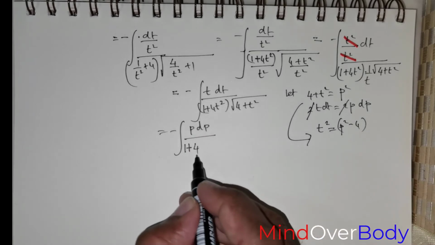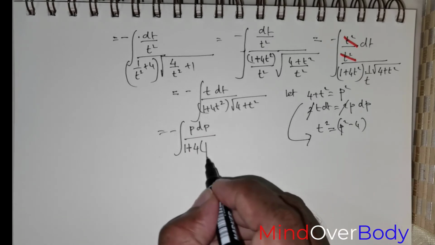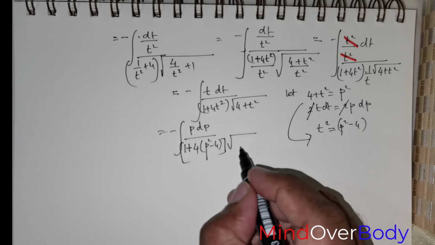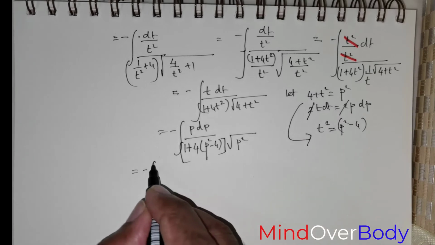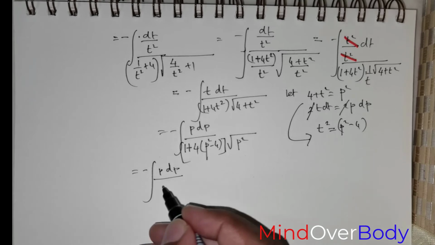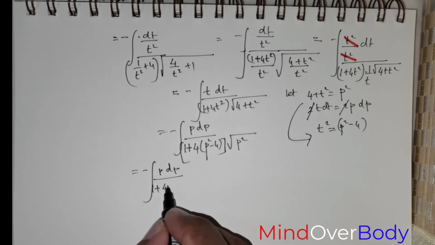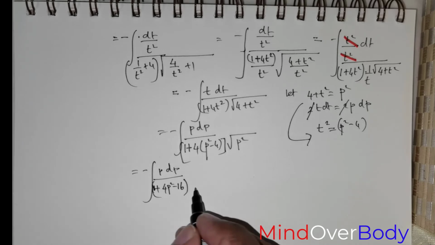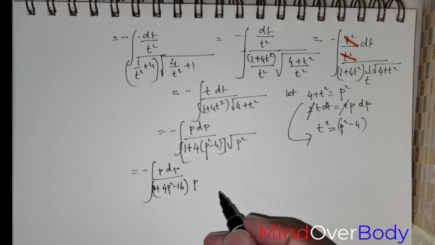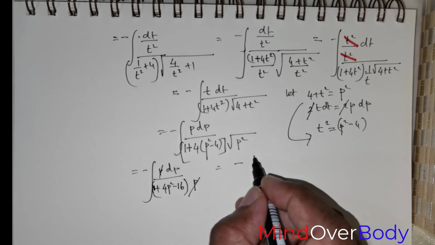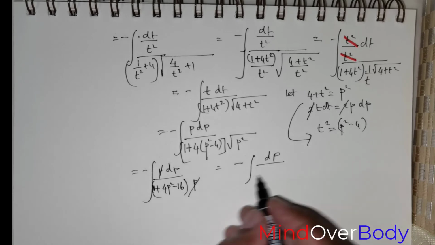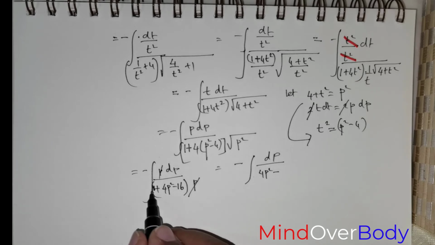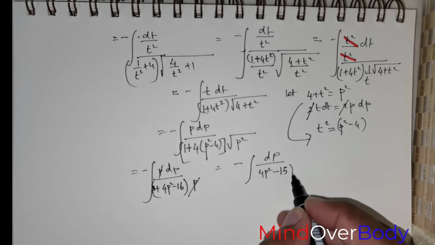So I can substitute that 4 times, in place of t squared it's going to be p squared minus 4 times root of 4 plus t squared, that's going to be p squared. So this is equal to minus p times dp divided by 1 plus, distribute the quantity, 4 times p squared minus 16, right, times root of p squared is p. So clearly p can be cancelled, giving me minus integral dp over 4 times p squared minus 16 with the negative sign added with 1, that is going to give me 15. So this is what I've got.